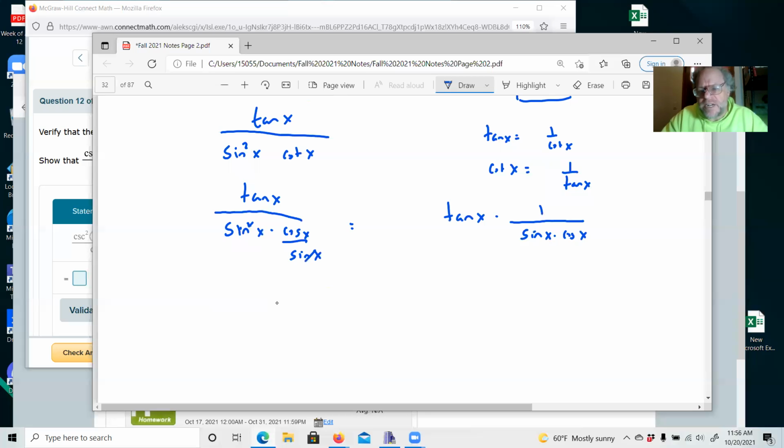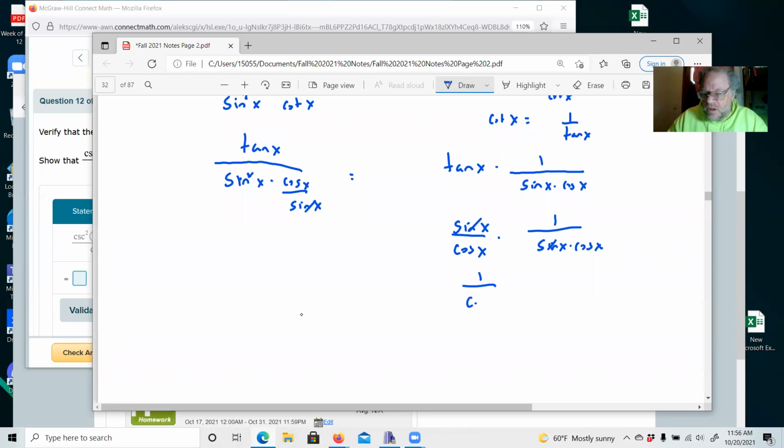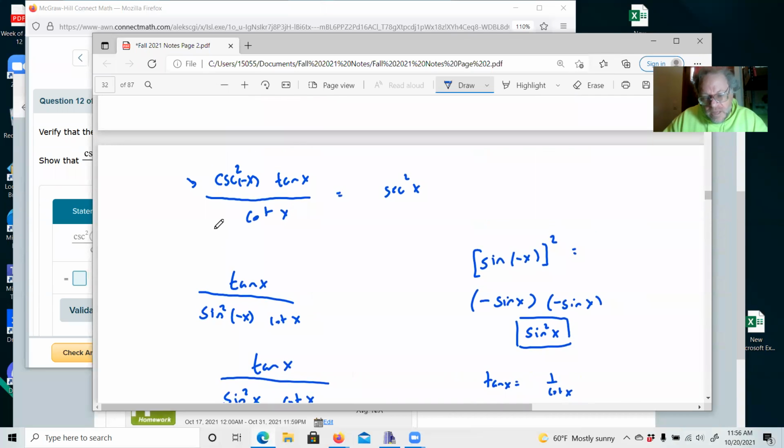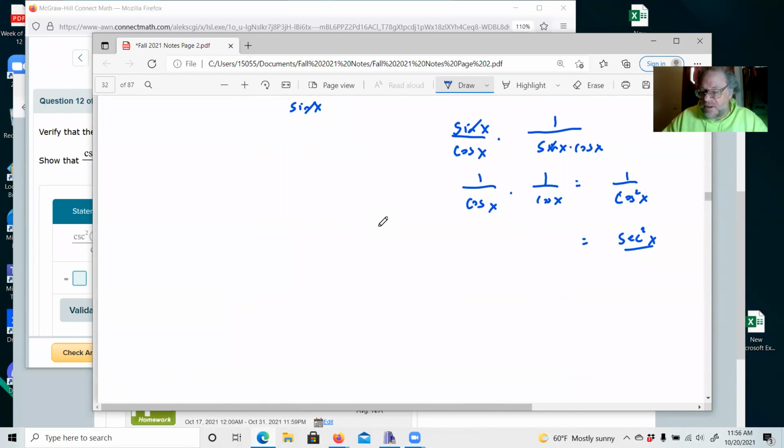I'm just trying to spread it out so I can easily see what's going to happen here. What's tangent? Tangent is sine x over cosine x times 1 over sine x times cosine x. So the sines can cancel, and I've got 1 over cosine x times 1 over cosine x, which is 1 over cosine squared x, which is secant squared x. And I think that's what we were looking for. It was. So that's how you solve an equation like that.